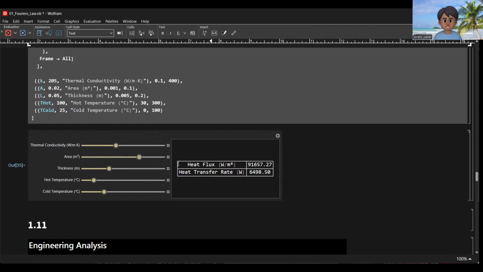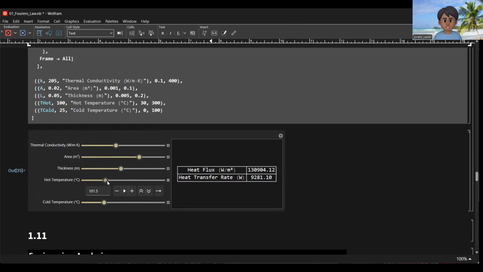Now, if we increase the area here, we have the corresponding value. If we decrease the thickness, we also have the corresponding values for the heat flux and heat transfer rate. Now, if we increase the hot temperature here, we can also decrease the cold temperature here, and we have the corresponding value for the heat flux and the heat transfer rate. Now we can also increase the temperature here.